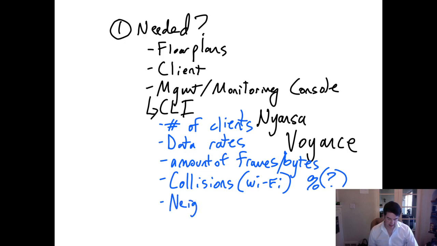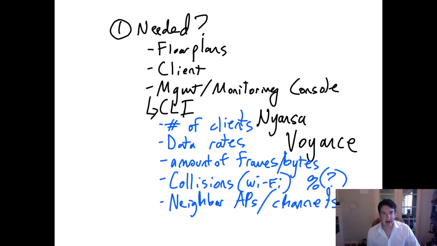Also getting an idea of neighboring access points, and the channels that those neighboring access points are on, to see if you might have an issue of some type. That's all information that you may be able to get from various commands. That's information that you may be able to get from your monitoring console, something like Voyance. I know Aruba Networks has NetInsight. I know Cisco has DNA.